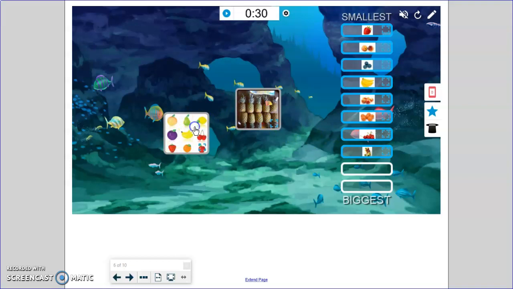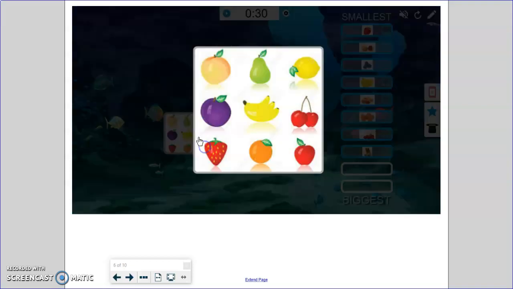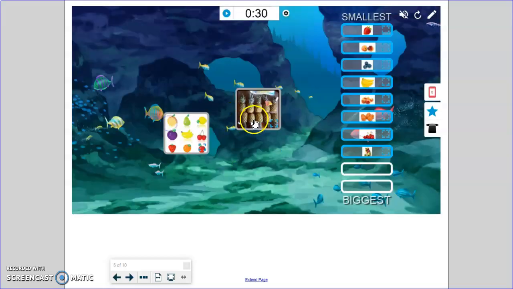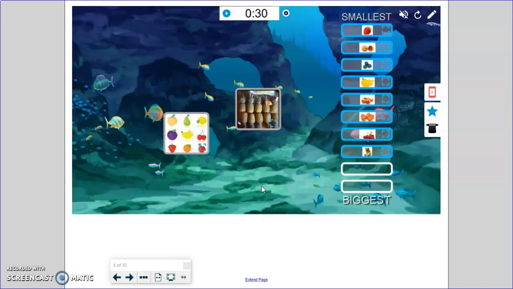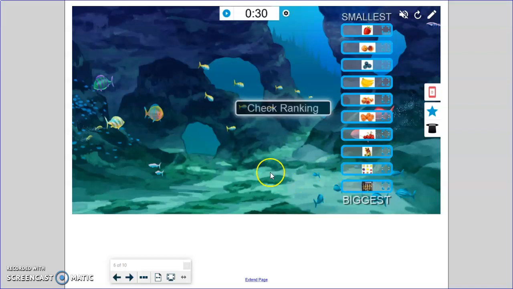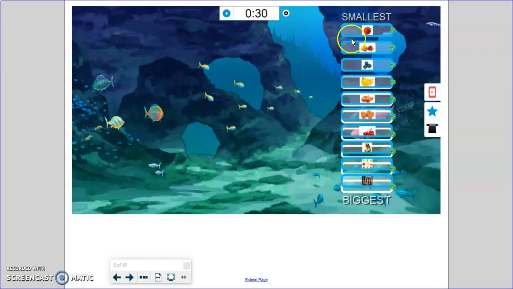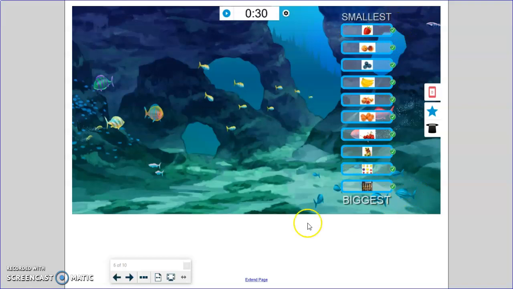Let's count this one. 1, 2, 3, 4, 5, 6, 7, 8, 9. So we have the number 9. And we have 1, 2, 3, 4, 5, 6, 7, 8, 9, 10. So which one goes next, 9 or 10? 9. And the last one we have is 10. Let's check to see if we got it right. All check marks. Nice job.